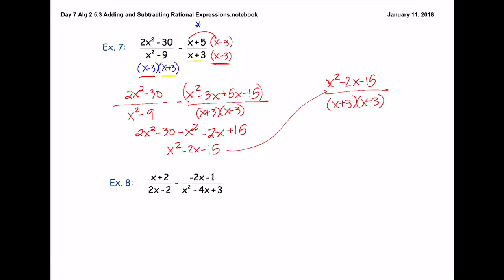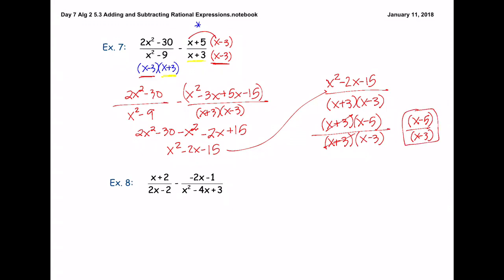We want to factor our numerator, which factors to x plus 3, x minus 5. We can simplify because we have an x plus 3 in the numerator, x plus 3 in the denominator. So our final answer is x minus 5 over x minus 3.